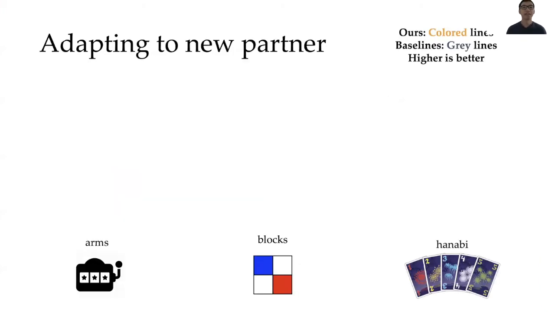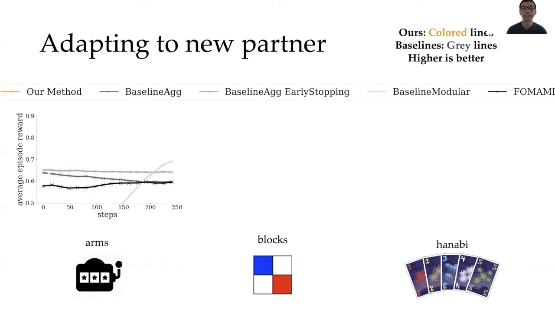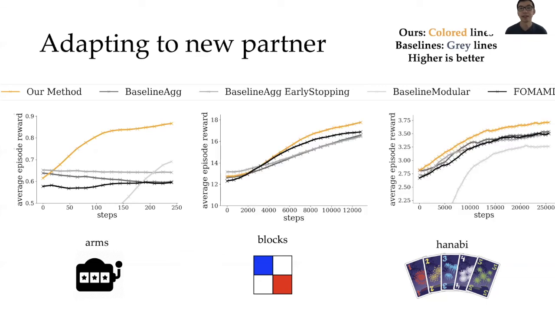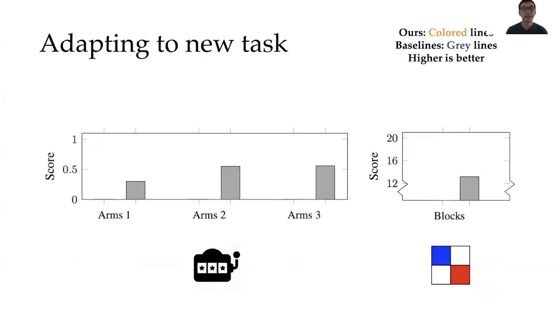We experiment on a variety of different tasks, including collaborative multi-arm bandit, block placing task, and Hanabi. For each task, we fix the rule of the game, play with a few training partners, and try to adapt to a new partner at test time. In gray, we show some common fine-tuning and meta-learning baselines, and we show that our method in orange is able to adapt more quickly to a new partner. Similarly for the block and Hanabi game. Next, we also look at adapting to a new task, where now we're fixing the partner and the conventions that our partner is using, but tweaking the rule of the game a little. And again, we show that our method is able to coordinate better on this new task compared to common fine-tuning methods.